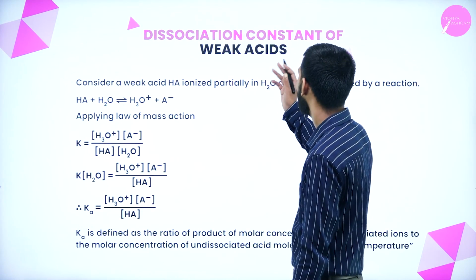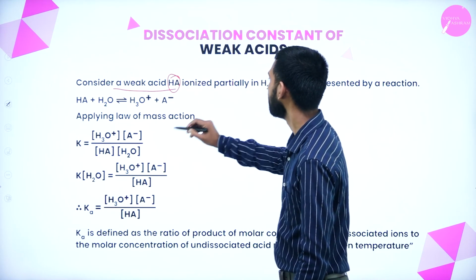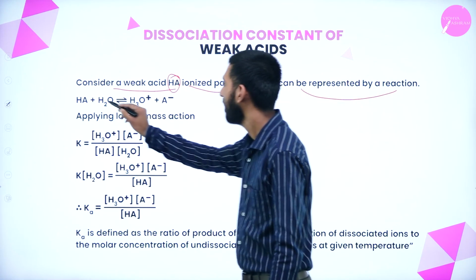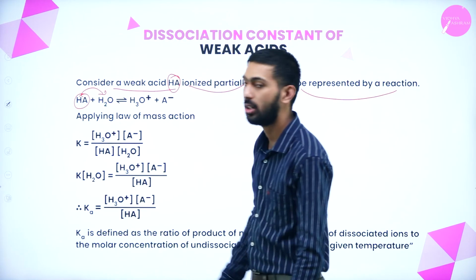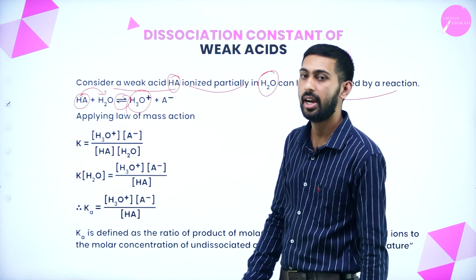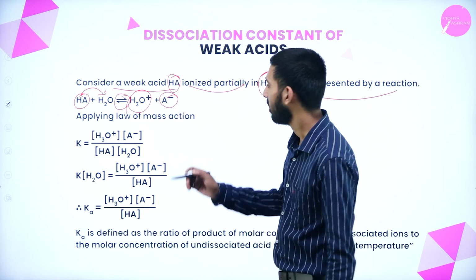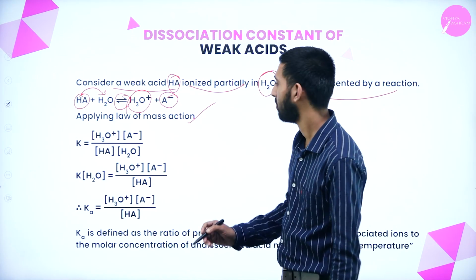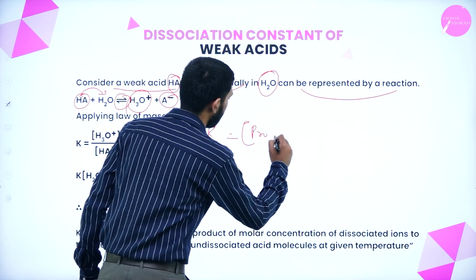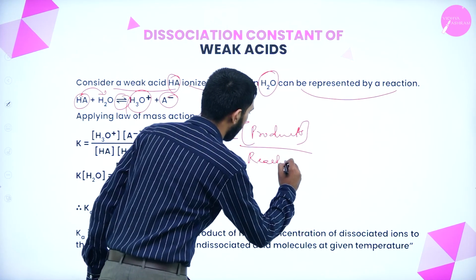Okay. Dissociation constant of weak acids. Now let us consider a weak acid HA which ionizes partially in water, and it can be represented by HA reacted with a water molecule in a reversible reaction. We get H3O plus, known as the hydronium ion, and an anion. Now let us apply the law of mass action. We know that K is equal to the concentration of products divided by the concentration of reactants.